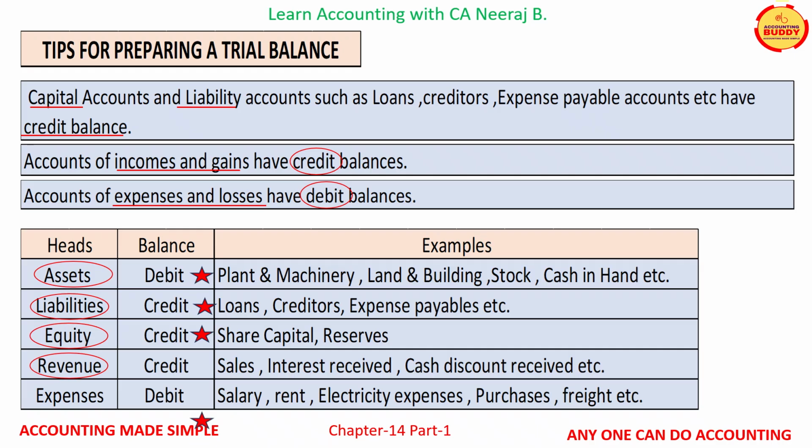Revenue accounts are always having a credit balance. Examples of revenue accounts are sales, interest received, cash discount received, etc. Expense accounts are always having a debit balance. Examples of expense accounts are salary, rent, electricity expenses, purchases, freight, and all other business related expenses.